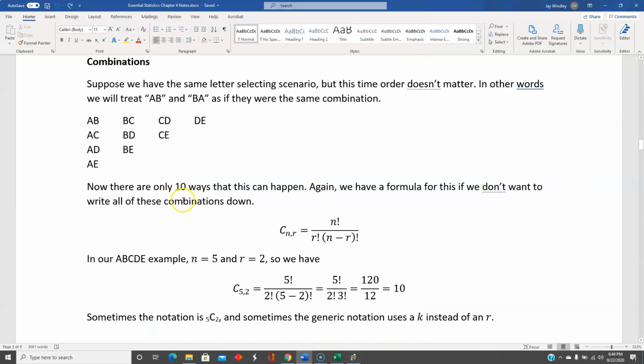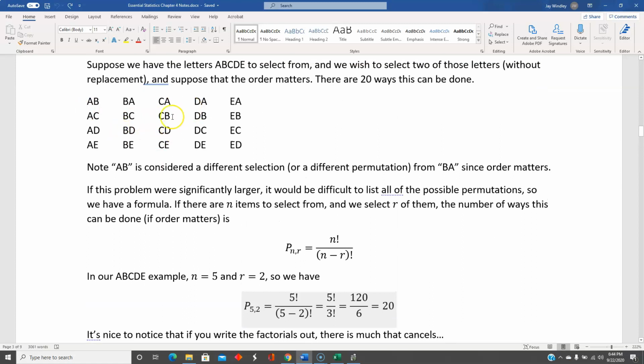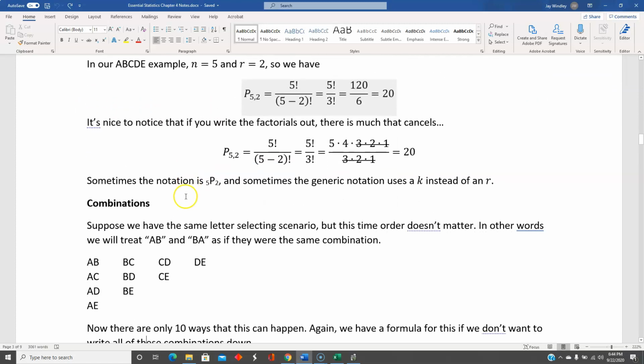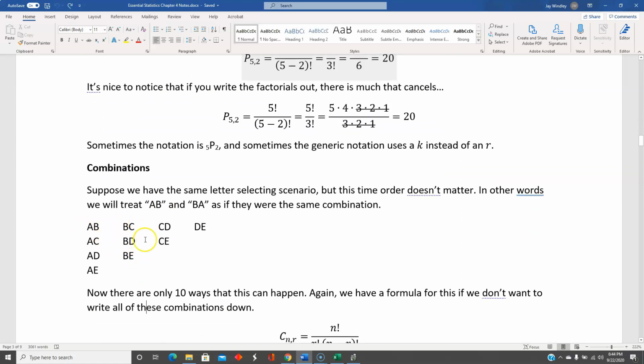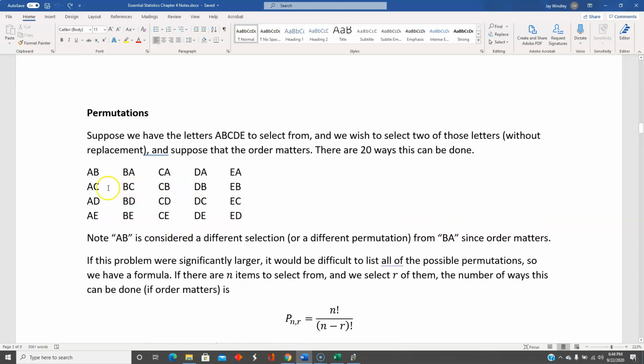And one of the disadvantages or one of the downfalls of the word combinations is that a lay person who doesn't have any training in statistics would see this list of letters and say, oh, that's all the combinations of the letters A, B, C, D, E. But someone with some training in statistics would recognize that this is all the permutations, because AB and BA are listed as if they're different selections.